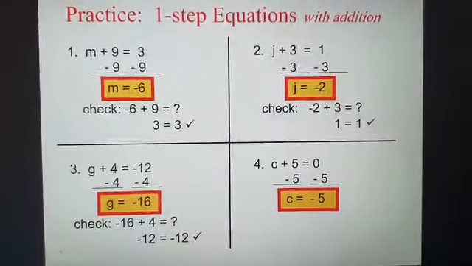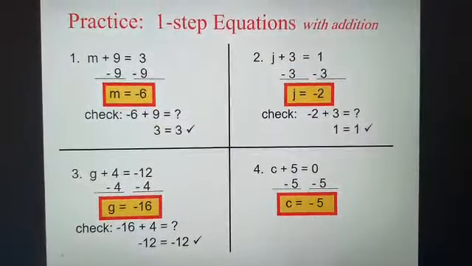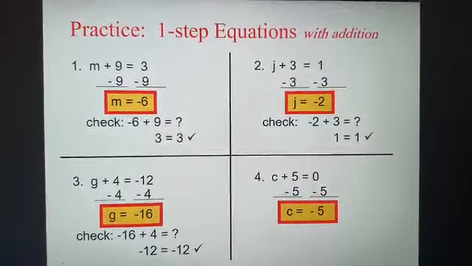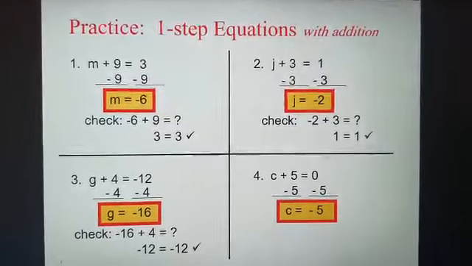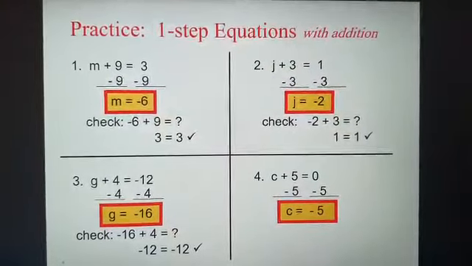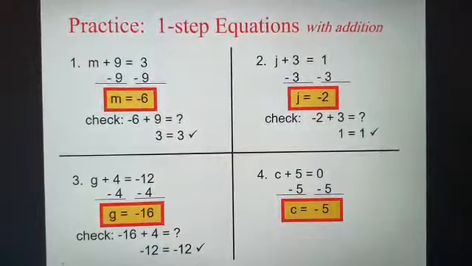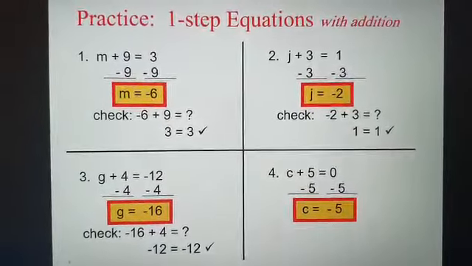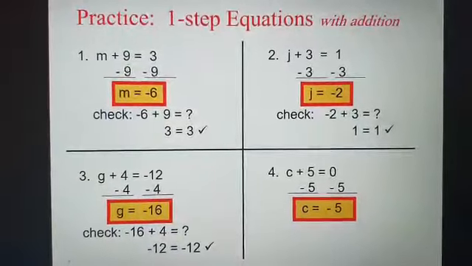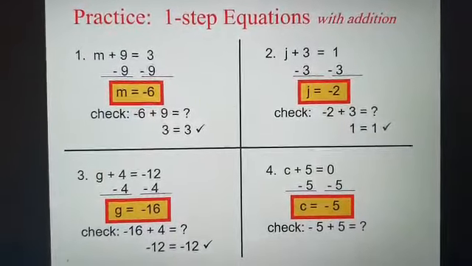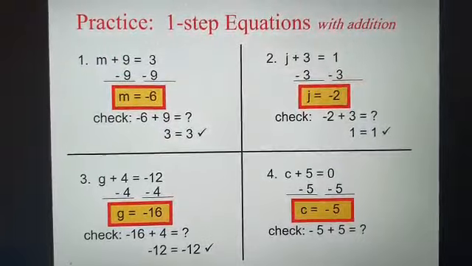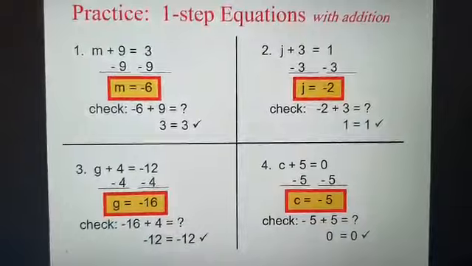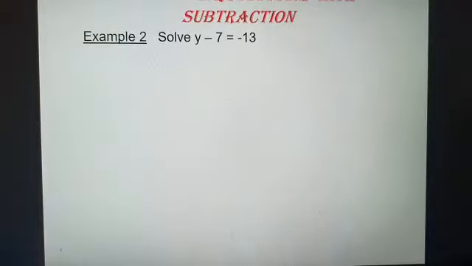If I want to check whether my answer is correct or not, where will I substitute? Yes, in the main equation. So you will substitute the value of c inside the main equation. So negative 5 plus 5 equals what? Negative 5 plus 5 equals 0. So the left hand side equals the right hand side, so my answer is correct. Thank you.